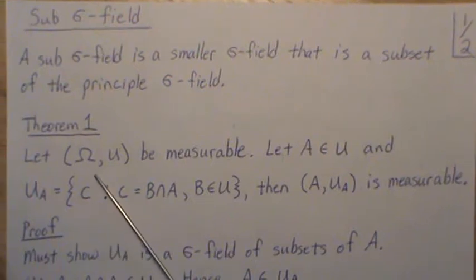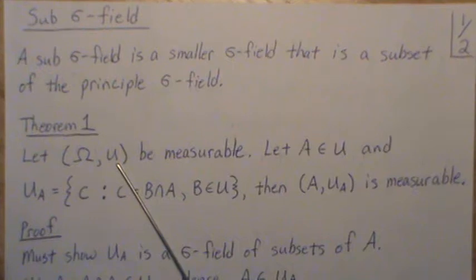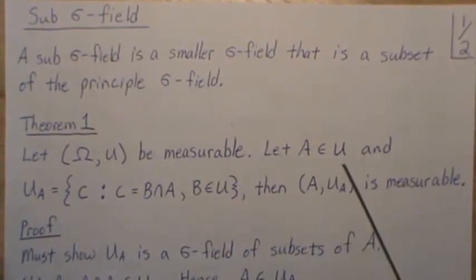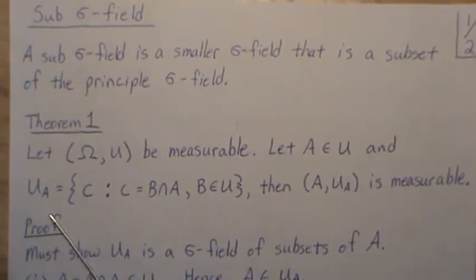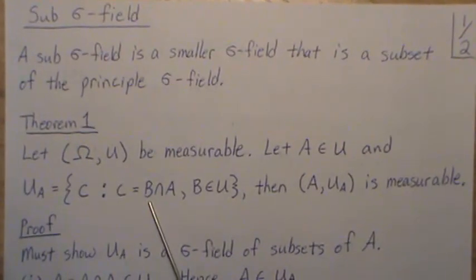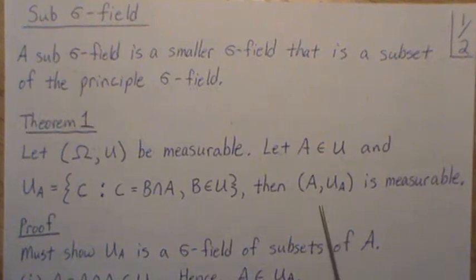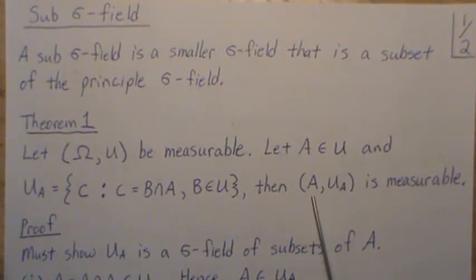So theorem 1, let omega, U be measurable, and that means U is a sigma field of the subsets of omega. Now let A be any element of U, the sigma field, and define U_A to be all the sets C, such that C is the intersection between B and A, such that B is all the elements of the sigma field U. Then (A, U_A) is measurable, and that means that U_A is a sigma field of sets of A.